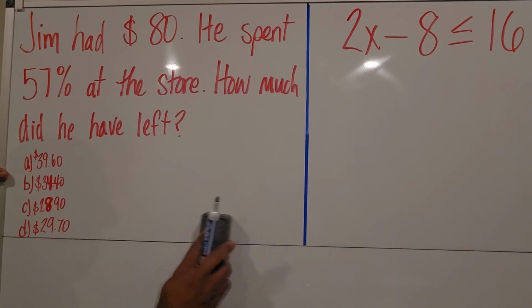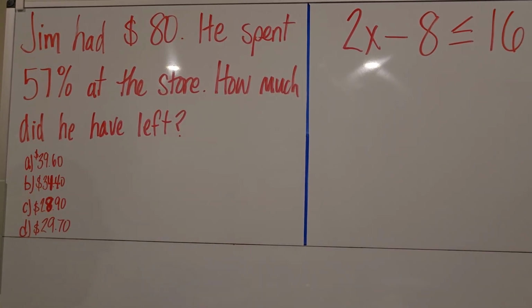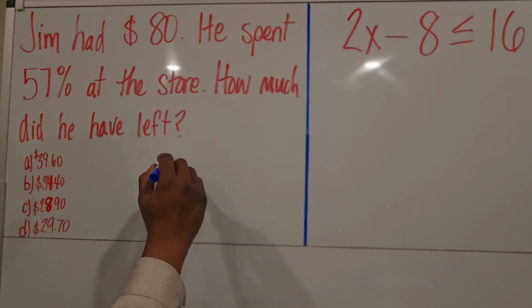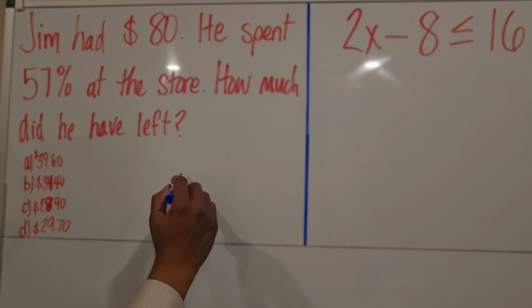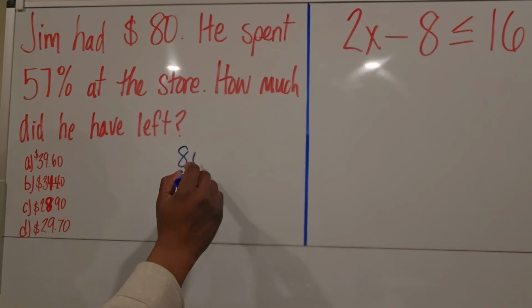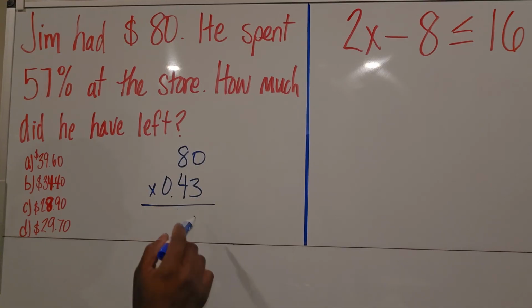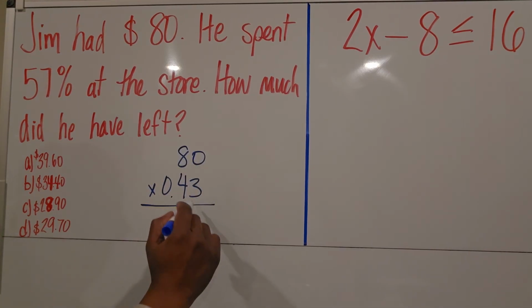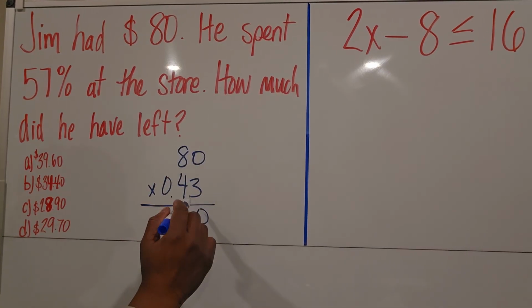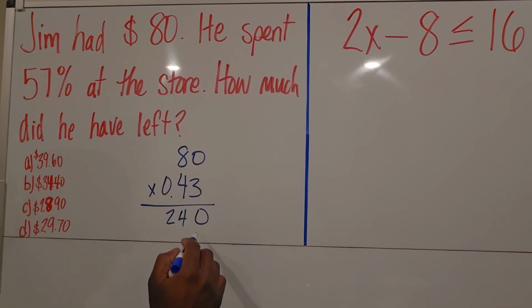Now, the fastest way that you could do that is using a decimal. So 43% written as a decimal is 0.43. And then you multiply that by the number 80. Once you do that, folks, that will give you the answer. 3 times 8 is 24. Okay, go to the next one.